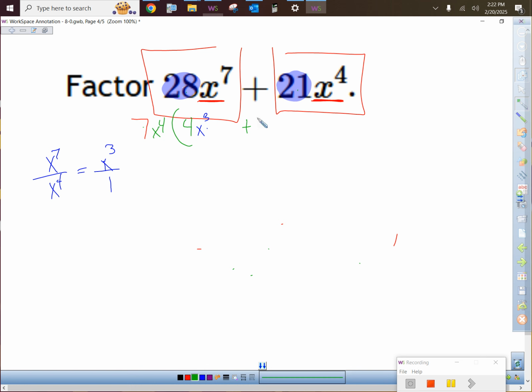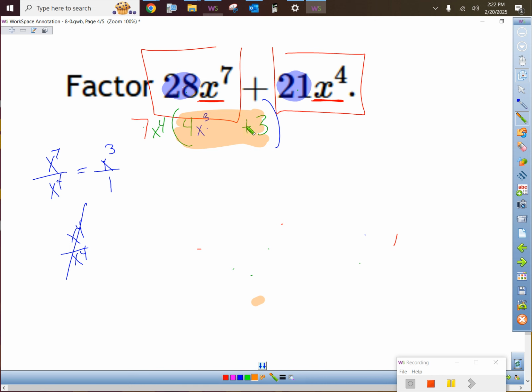Plus, 21 divided by 7 is 3. And then with our x's right here, x to the 4th divided by x to the 4th, they cancel each other out, so there won't be any x's left with that, which means that I did my job correctly. If you look in here, between a 4 and a 3, 1 is the biggest number that goes into both of those. This guy's got x's with it, but this guy does not have any x's with it. So I have factored out the greatest common factor, which is 7x to the 4th.